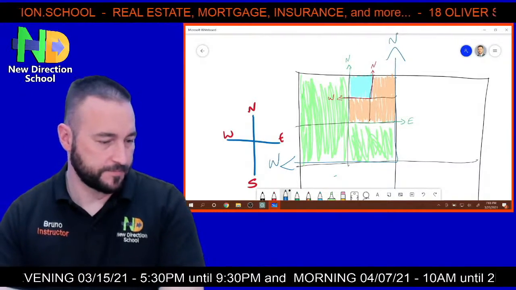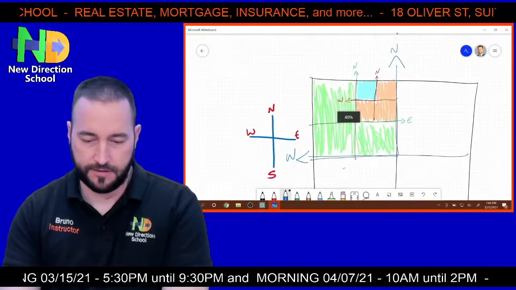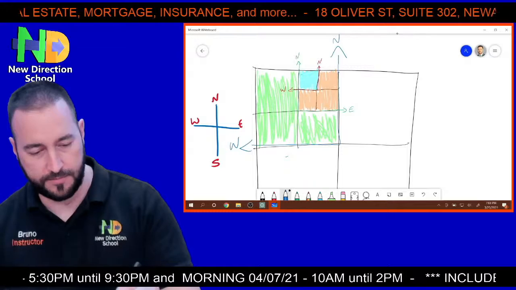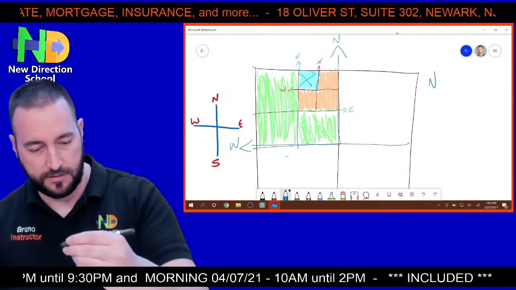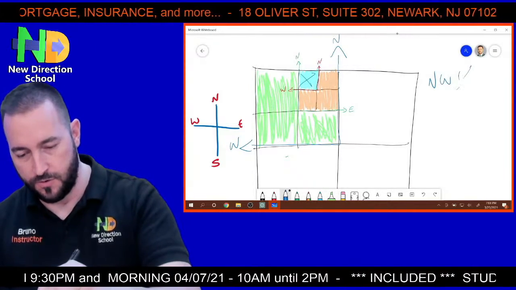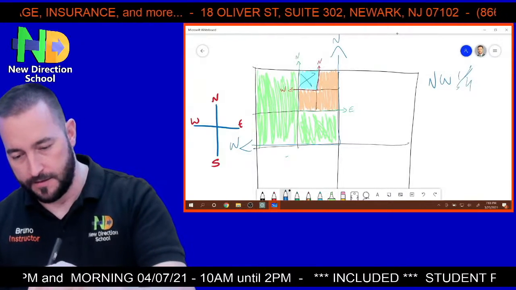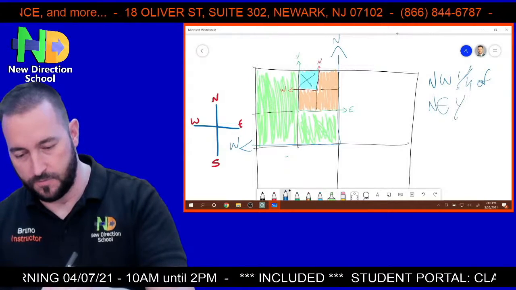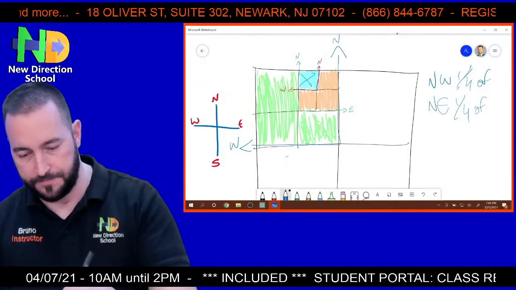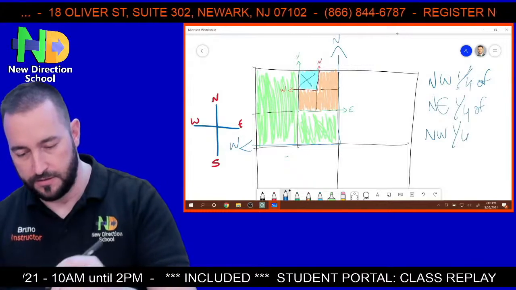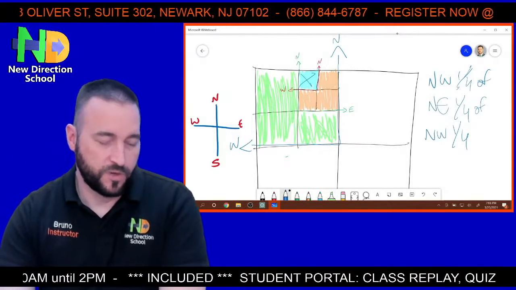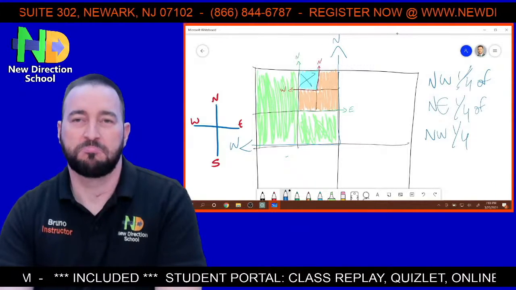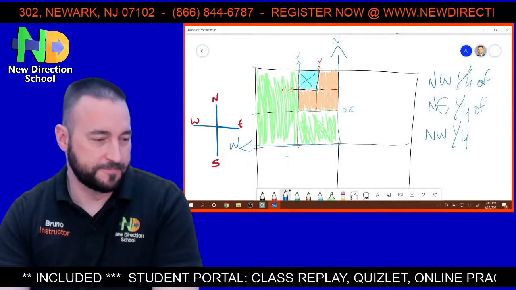Northwest. So what we have here is that this square right here is located on the northwest quarter of the northeast quarter of the northwest quarter. Raise your hand if you had this right. Not bad. Majority. Very good.